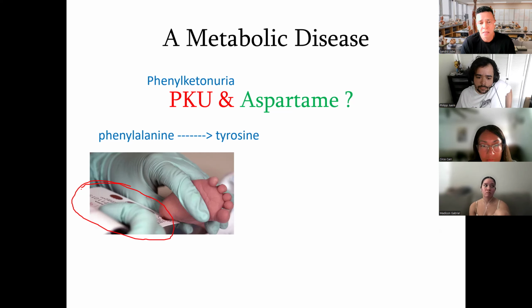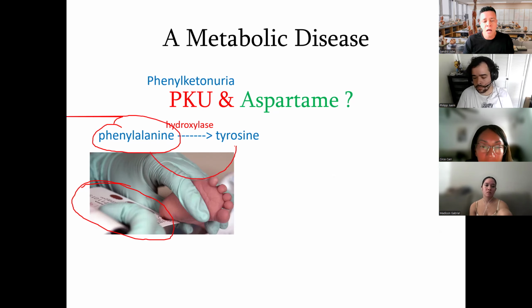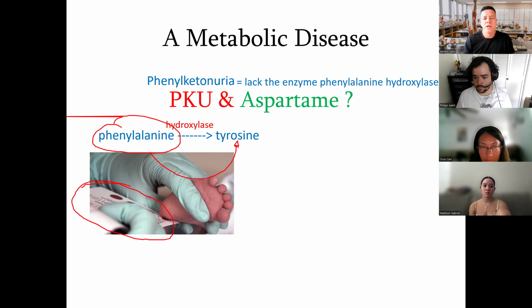hydroxylase enzyme. What is the job of phenylalanine hydroxylase? Phenylalanine hydroxylase, guys, is going to take an amino acid called phenylalanine and transform it into another amino acid called tyrosine. That is the normal process. All of us, I'm assuming none of us have PKU, can do this. We have the phenylalanine hydroxylase, which transforms phenylalanine into tyrosine. People that have PKU don't have that enzyme.